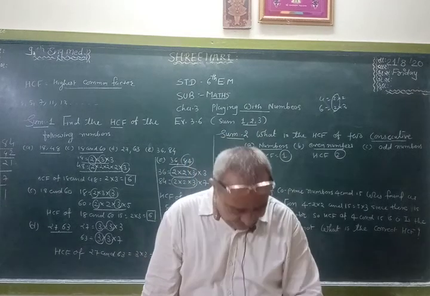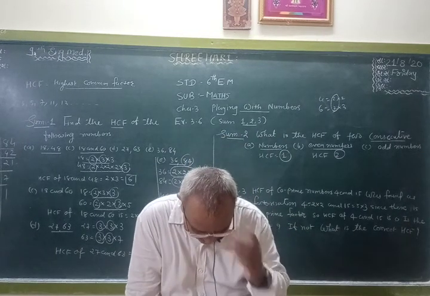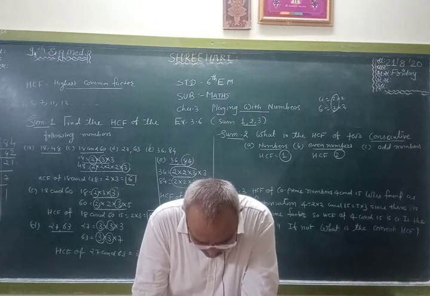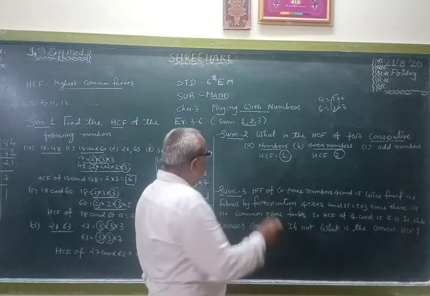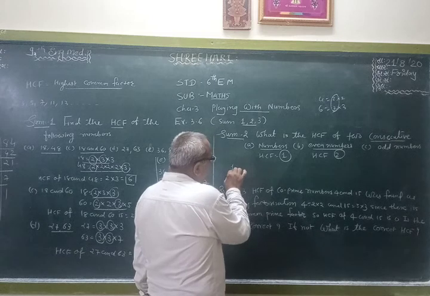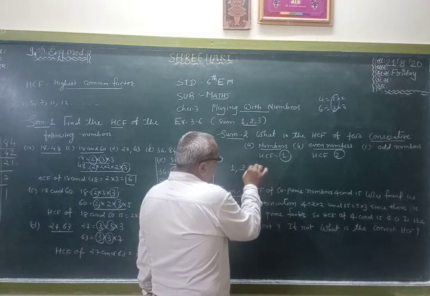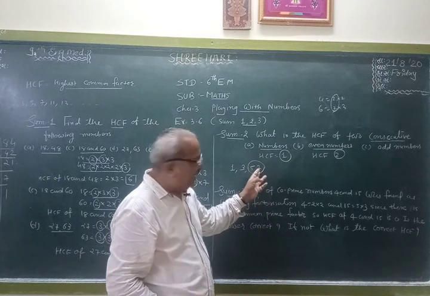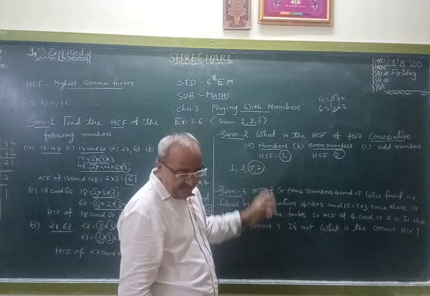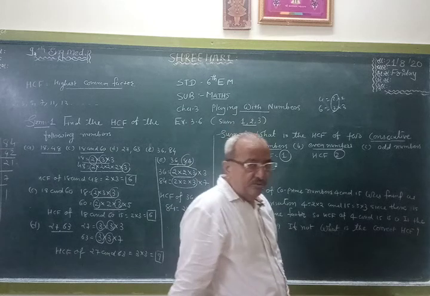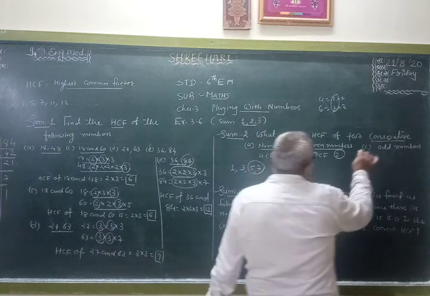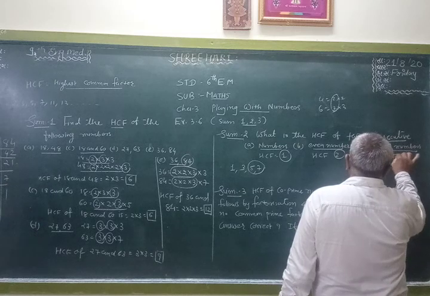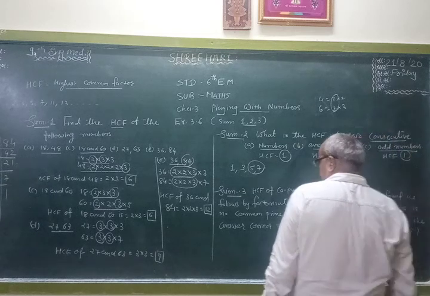Now the third one, odd numbers. So friends, 2 consecutive odd numbers means, suppose 1 is an odd number. Then the consecutive of 1 is 3, then 3 and 5, 5 and 7. So 5 and 7, both are prime. So the HCF is 1. So friends, consecutive odd numbers have HCF 1 every time.